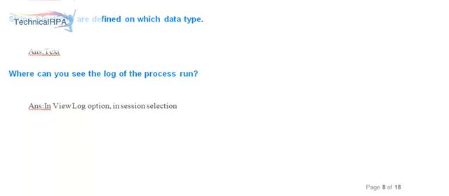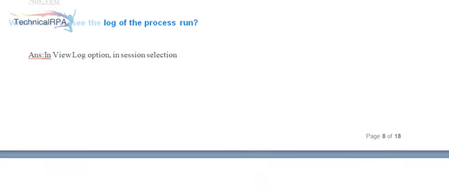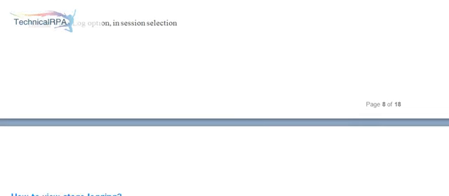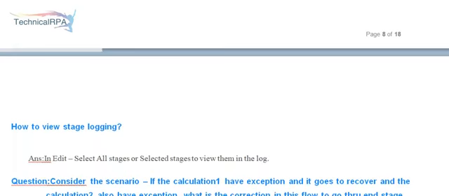String functions are defined on which data type? Text. Where can you see the log of the process run? In view log option, in session selection. How to view stage logging? In edit, select all stages or selected stages to view them in the log.